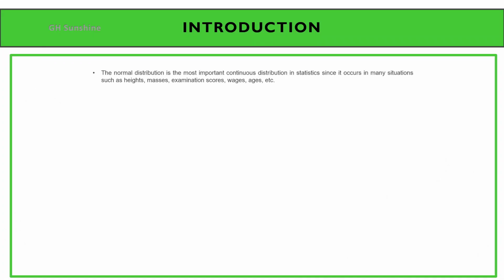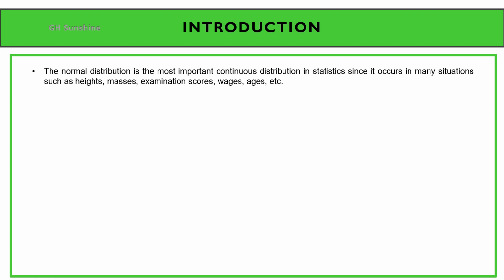First, let's look at the introduction. The normal distribution is the most important continuous distribution in statistics because it occurs in many situations. So, the normal distribution comes from continuous quantitative data. Normally, we will use a measuring device to measure the variable of interest.